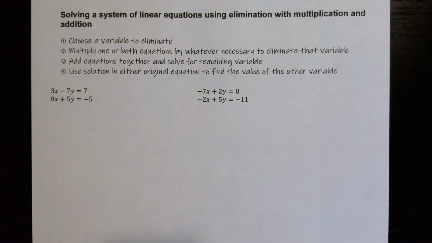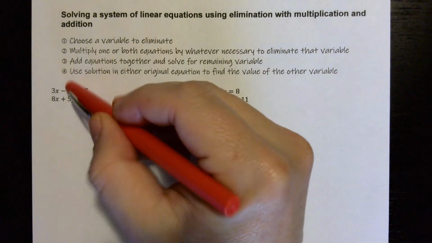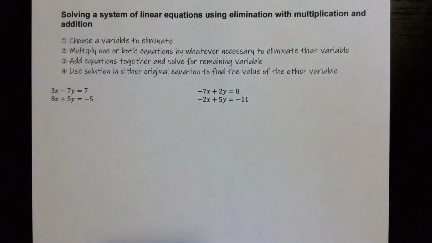Okay, the next 4 problems we're going to do, we're going to have to multiply one or both of the equations by something other than negative 1 to get them to cancel out. Okay, so this is going to require an extra step. So let's take a look at the first problem. We have 3x minus 7y is equal to 7, and 8x plus 5y is equal to negative 5. Okay, so I'm looking at this middle term here. It looks like they're both opposite signs already. So we don't have to change the sign of either one of them. We just have to make those y's be the same by multiplying them both by something.